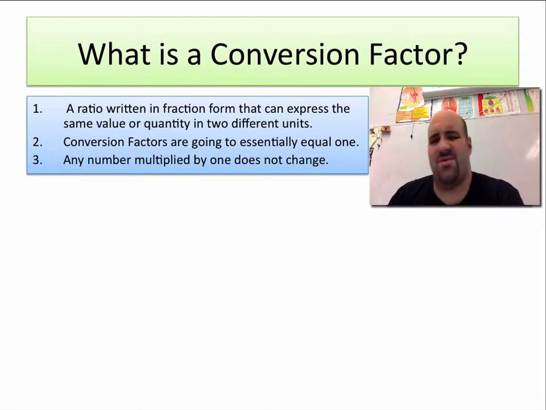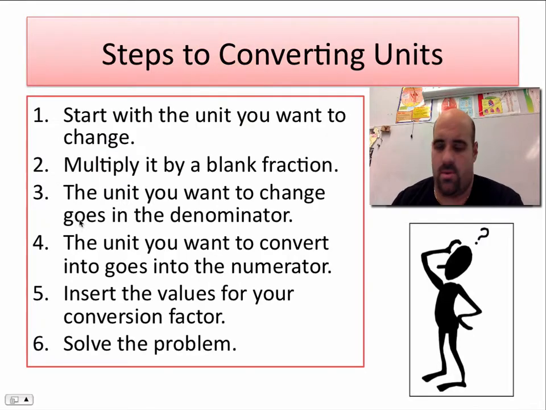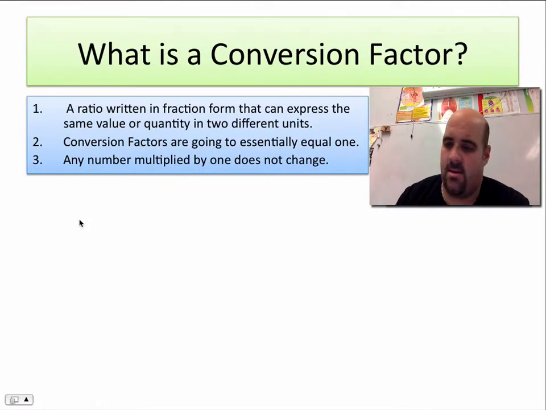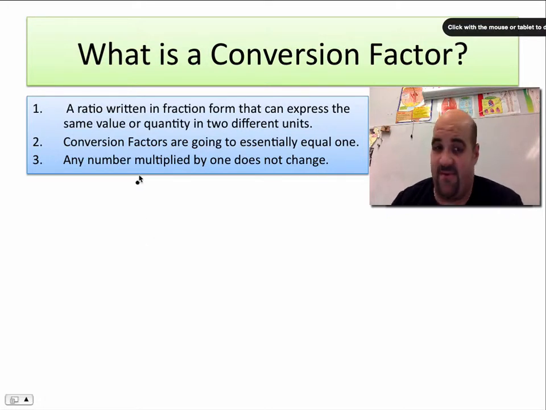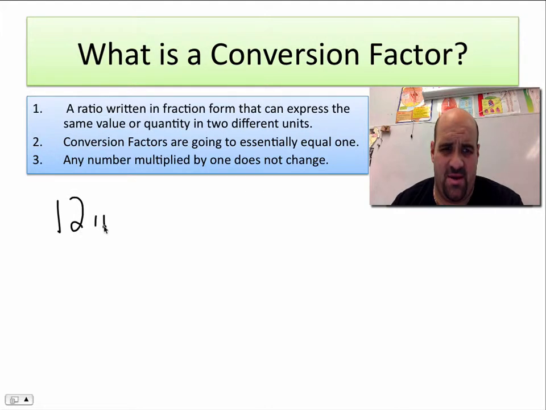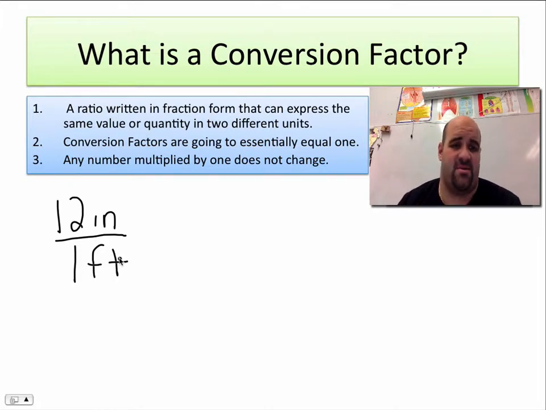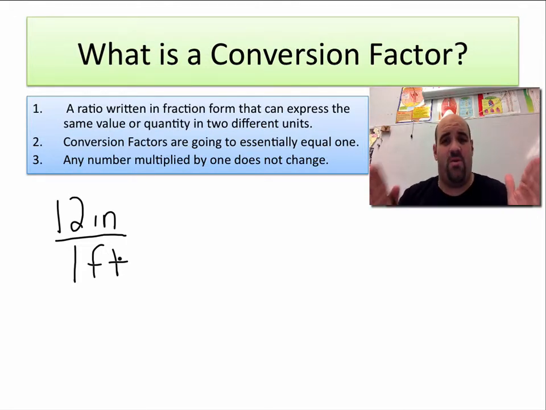And what is a conversion factor? You might be confused right now. Well, this is a conversion factor, a ratio. We have 12 inches. And how many feet is 12 inches? 12 inches is actually 1 foot. This is a conversion factor. It essentially equals 1. Is not 12 inches the same exact distance as 1 foot? 1 foot is 12 inches. That is a conversion factor.